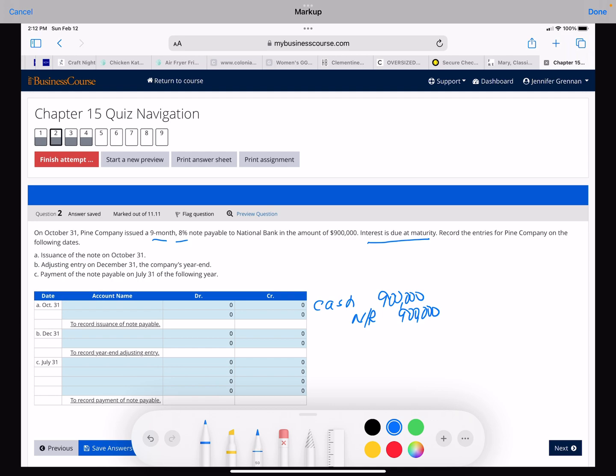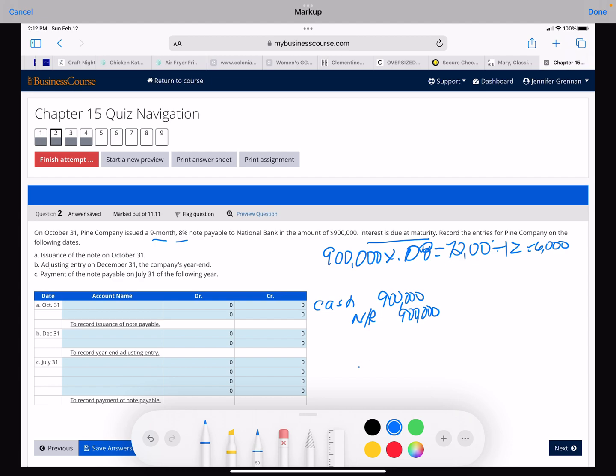However, we still need to record it because every day that passes, we owe interest. So to get that interest amount, I'm going to do $900,000 times that 8%. Sorry, it's so messy. I'm going to do that on my calculator right here. And that's $72,000. I'm going to divide that by 12 so that I know the monthly amount, and the monthly amount is $6,000.